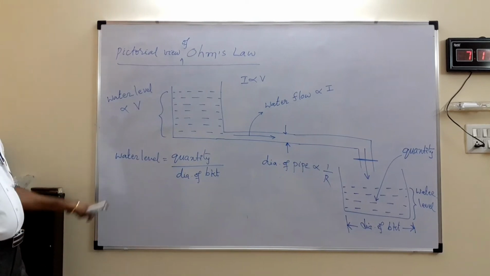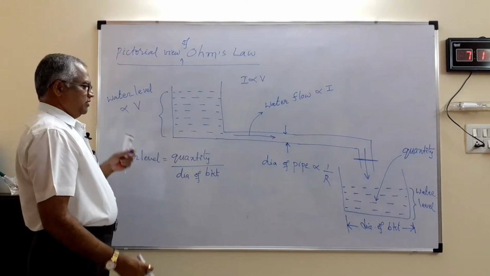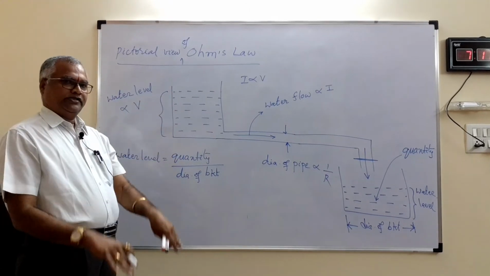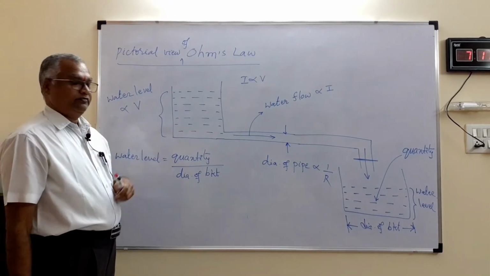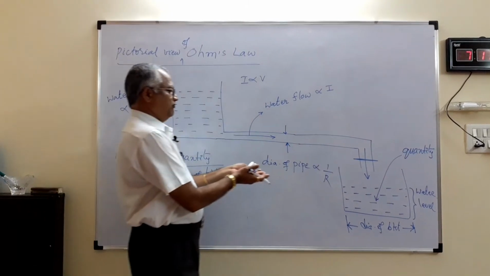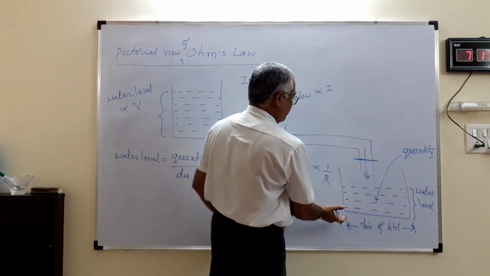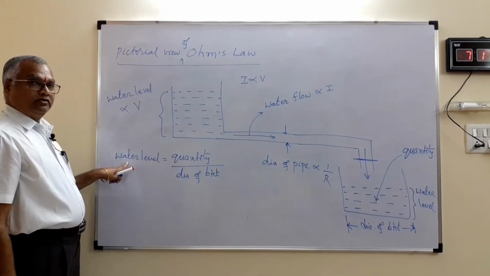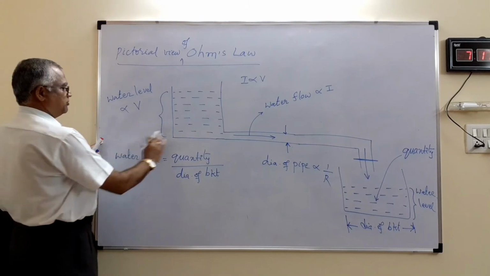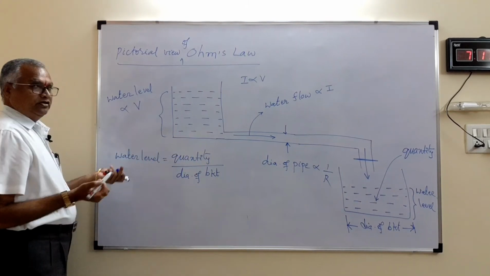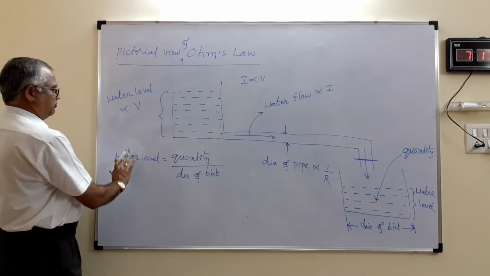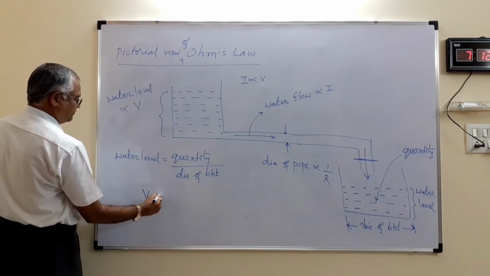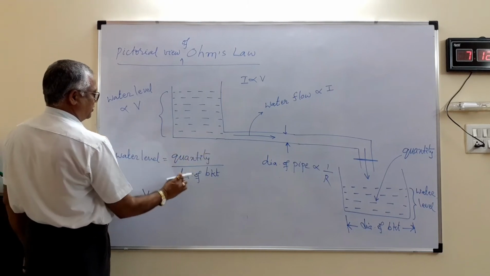What is the justification for this relation? If bucket diameter is increasing, what happens to water level? Decreases. So inverse relation. If you add some water into the bucket, what will happen to level? Increases. So quantity is proportional to level. So this is simple physics. You can also do a demo yourself and you have to believe this. But water level is what? V. What is quantity?